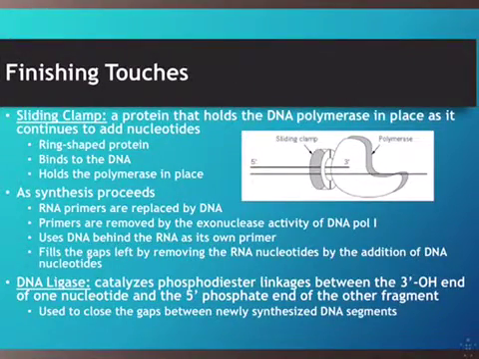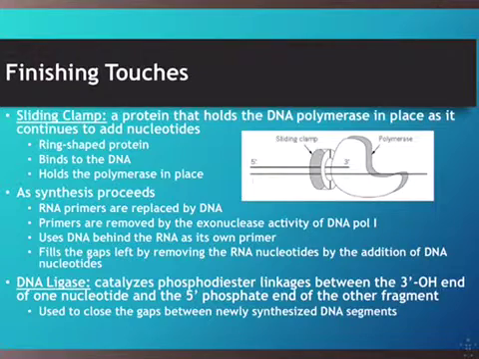So, some finishing touches. The sliding clamp is a protein that holds the DNA polymerase in place as it continues to add nucleotides, making sure it doesn't slide off the DNA molecule. It's a ring-shaped protein. It binds to the DNA, and it holds that polymerase in place. It's kind of a connecting port, so to speak.